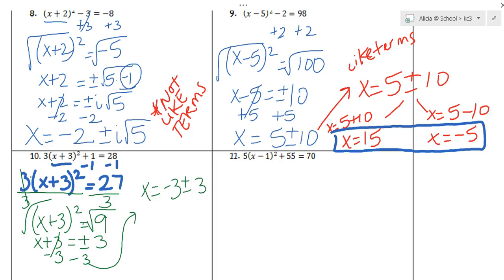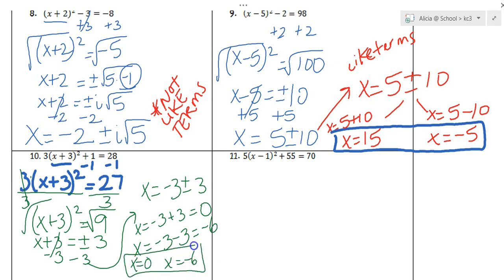So what are my two solutions here? I have x is equal to negative 3 plus 3, which is equal to 0. And then I have x equals negative 3 minus 3, which is negative 6. So those would be my two solutions, x equals 0 and x equals negative 6. So again, that plus or minus sign tells you add or subtract the second term.